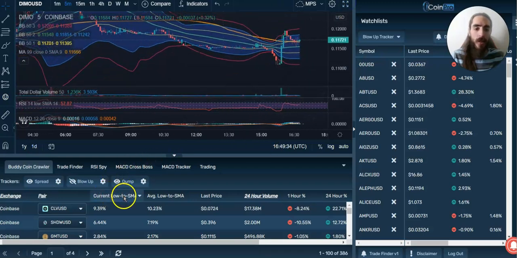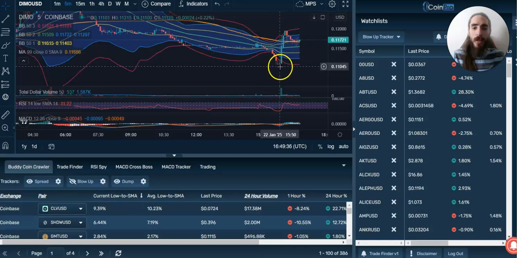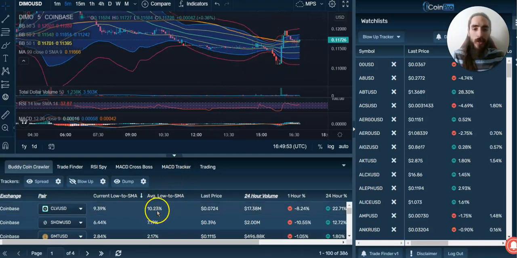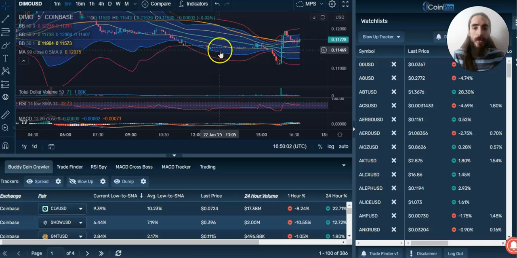was I looked at the current low to SMA, the current low to the green line, versus the average low to SMA. So what is the average low to the green line? Well, that's 10.23%. So on average, from this green line down to outside of the Bollinger Bands is about 10%.